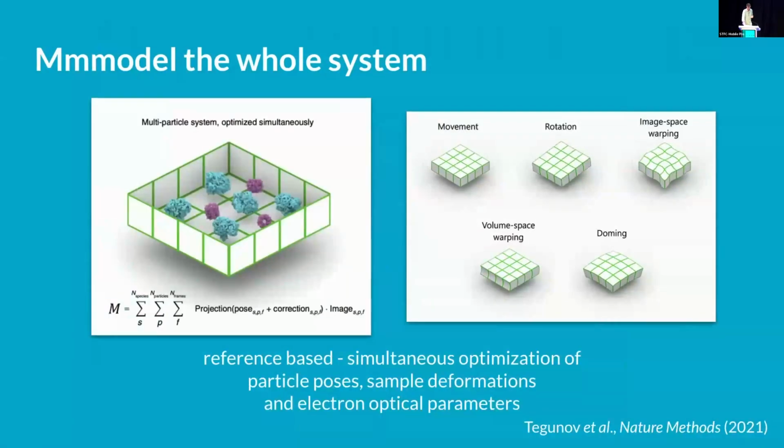The way it does this, it's reference-based optimization. So once you know where your particles are and which orientation they're in in your 3D space, you can use that knowledge of the high resolution references to optimize your description of the particle poses, but also global sample deformations and electron optical parameters.